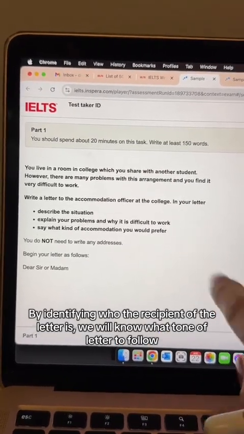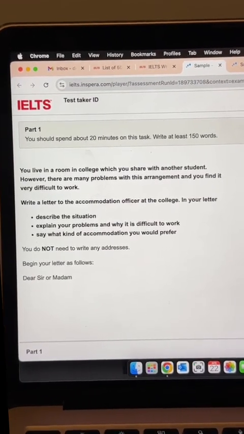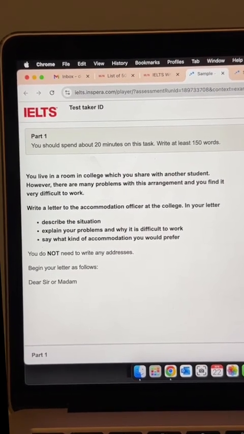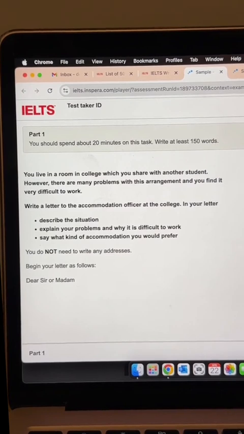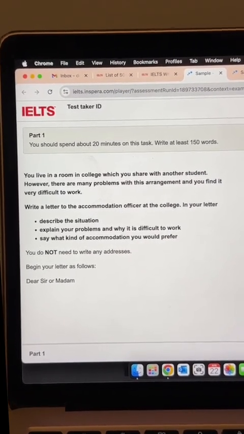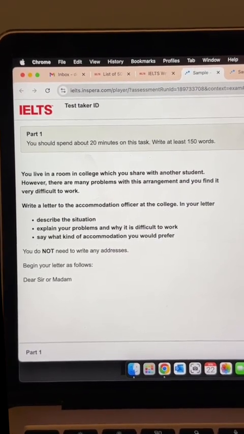You live in a room in college which you share with another student. However, there are many problems with this arrangement and you find it very difficult to work. Write a letter to the accommodation officer at the college. In your letter, describe the situation, explain your problems and why it is difficult to work. Say what kind of accommodation you would prefer.